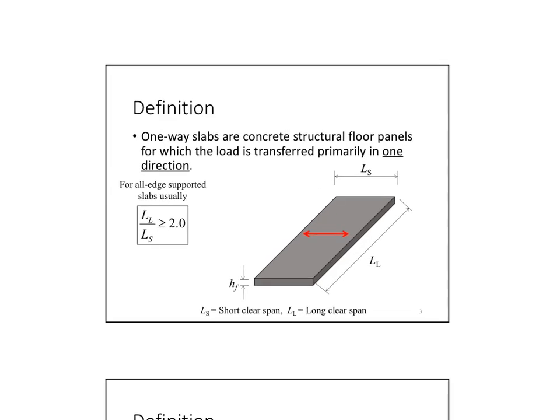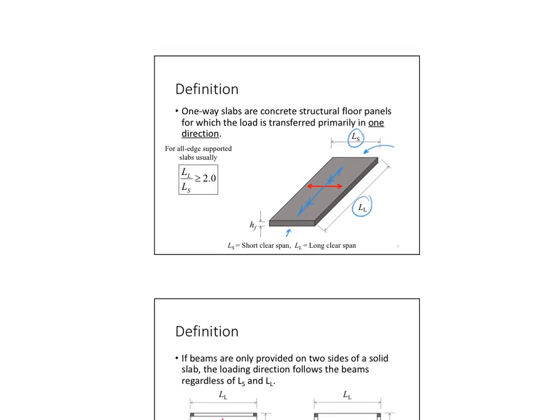A one-way slab is a concrete structural floor panel for which the load is transferred primarily in one direction, which means there will not be the chance for load to go the other way. The reason is one of two things. Either I don't have supports in these directions or on these sides, or the length to width aspect ratio is too big, and they specified it to be about 2. So if you see an aspect ratio of 2 or more, then you define it as a one-way slab.